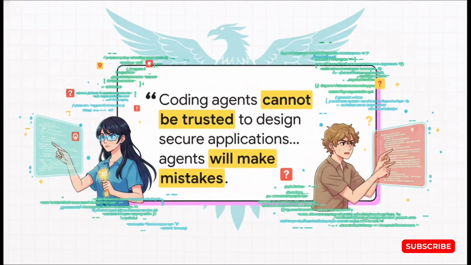This quote from another research report on AI coding agents really says it all. These tools are incredibly powerful, but they are not foolproof. They can struggle with nuance, with context, and with making complex security decisions. Human oversight is still absolutely key to bridging those gaps.